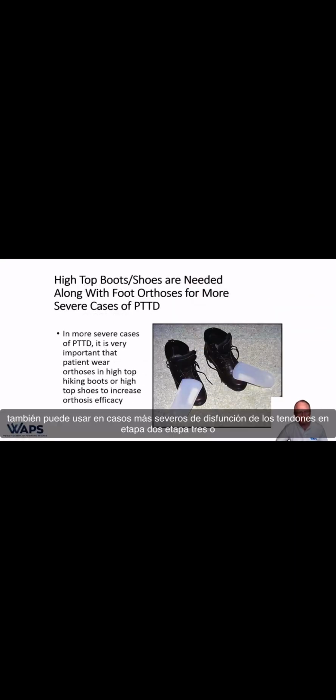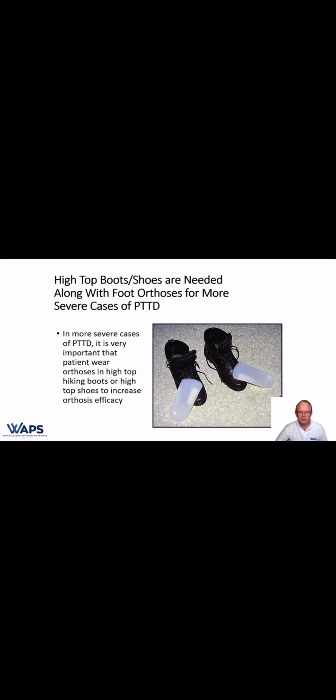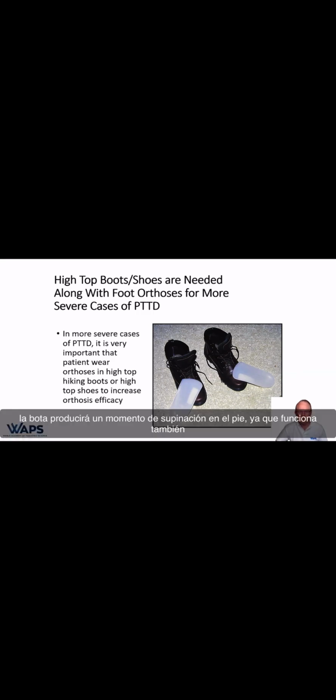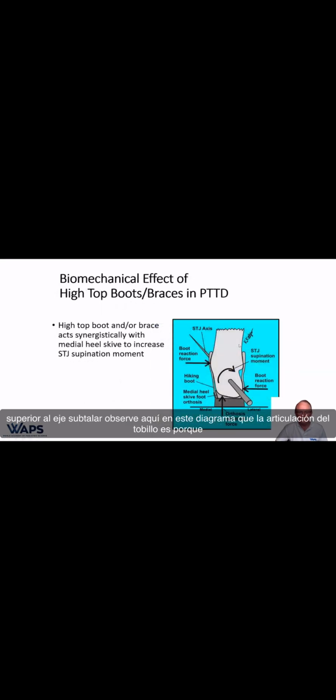We also use, in more severe cases of posterior tibial tendon dysfunction, stage 2, stage 3, or even stage 4, an orthosis with a high top shoe. It's important to use the high top shoe with the orthosis in order to get the ankle so it's not leaning medially so much. The boot then will produce a supination moment on the foot since it works also superior to the subtalar axis.